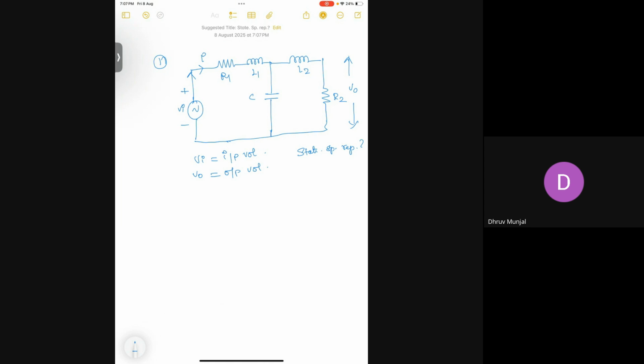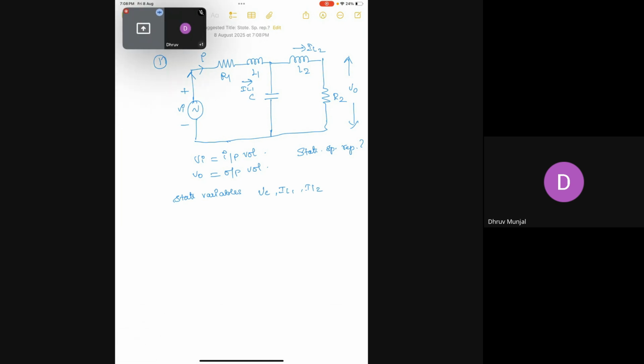Here, the state variables are our interest. So whatever gives proper information, we take that as state variables. Oh, forgot to give you this, right? IL1, whatever is flowing through this. Whatever is flowing through this is IL2. Right, first we want to apply, let's start.